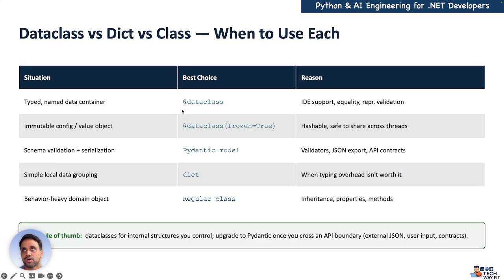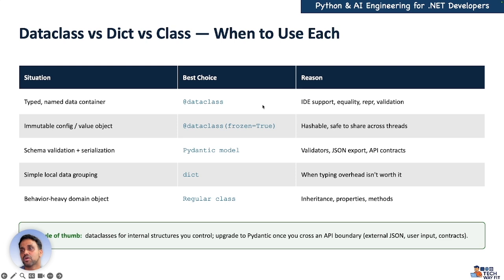Okay, so now the final comparison, various types are there. Whenever we pass some set of values, sometimes we use a dictionary object for the local grouping of the data. But let's say we want to define an object or a class which has a lot of methods or behaviors assigned, then we go for a regular class. If there is only data, only properties, then we go for a data class.